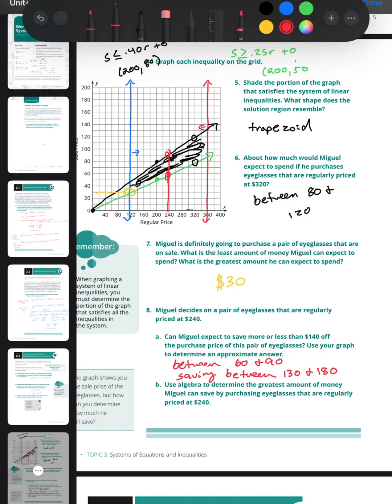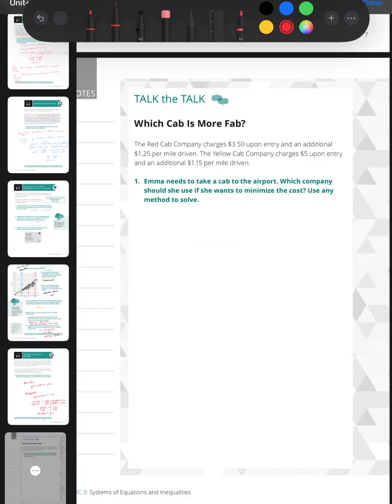Okay, and then I use algebra to determine the greatest amount of money Miguel can save by purchasing eyeglasses that are regularly $240. Well, if they're regularly $240, the greatest amount he could save is at 75% off. So 0.25 times the 240, because remember 75% off, we're paying actually 25%. So $60 would be his new price, which means if we take 240, subtract the 60, he is saving $180.